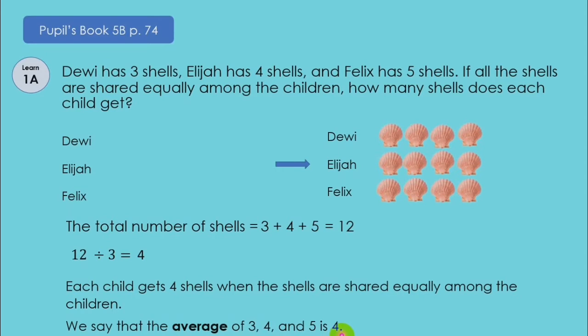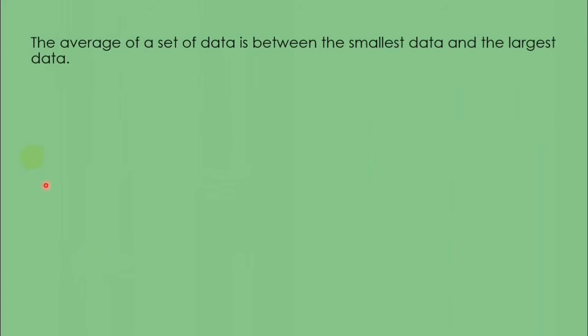So, what is the average of a set of data? Good! The average of a set of data is between the smallest data and the largest data. How can we find the average of a set of data? To find the average, we divide the total number or total amount by the number of data.